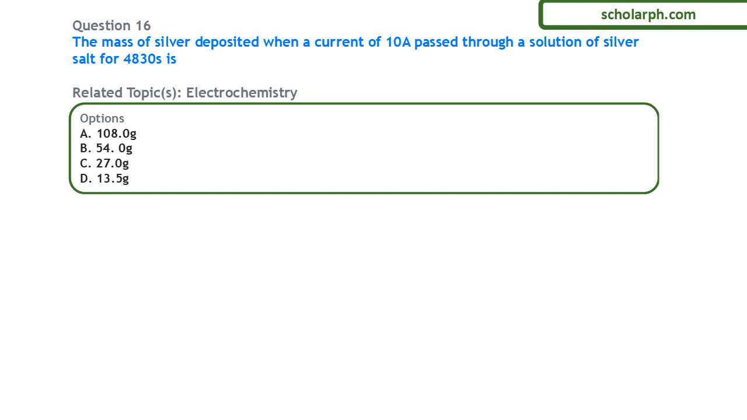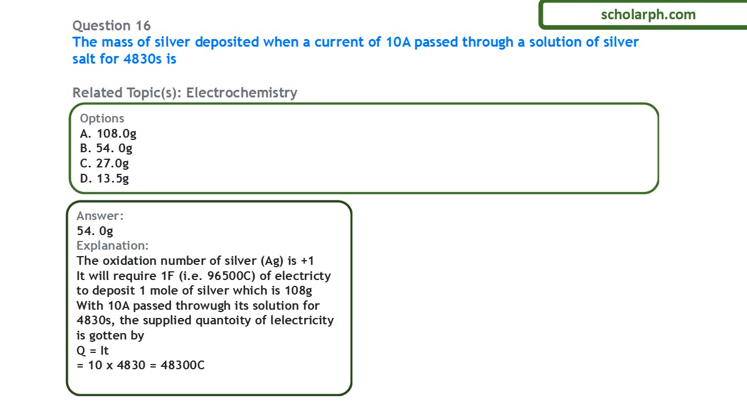Next, on electrochemistry, the mass of silver deposited when a current of 10 ampere is passed through a solution of silver salt for 4,830 seconds is. So the oxidation state of silver is +1.